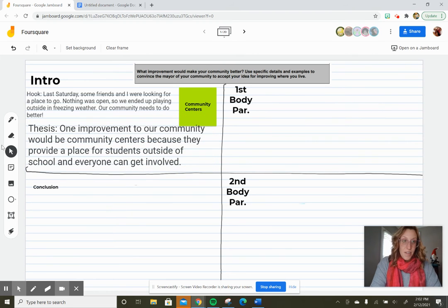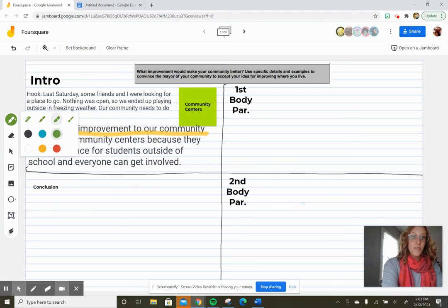So I'm going to break this down. My thesis restates the prompt, one improvement, it answers the question, and it gives 2 main reasons. Place for students outside of school, and a place where everyone can get involved.